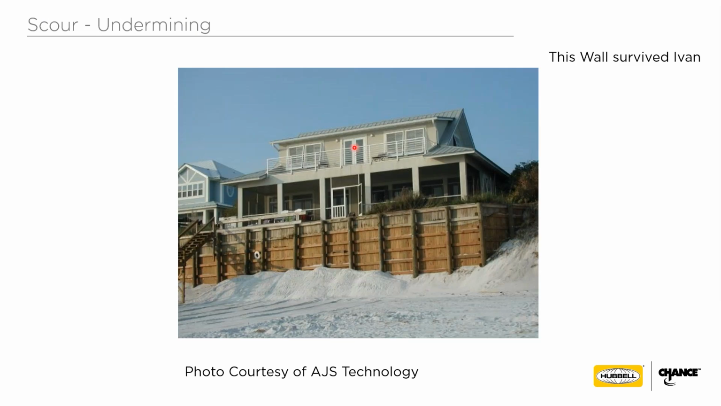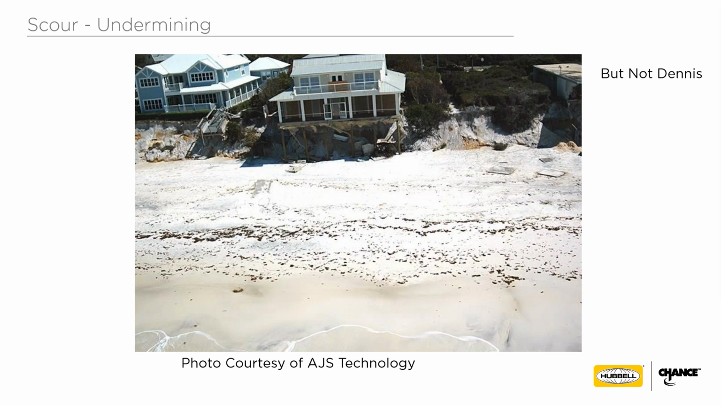So here's an example of a very nice looking timber wall. You can see where the soil, the sand, used to be up here prior to Ivan. Ivan came, removed a bunch of that soil, made the wall taller. And then in the next slide, you'll see as Dennis came the very next year, the wall got even taller, got overloaded even more, and now the wall's not there anymore.